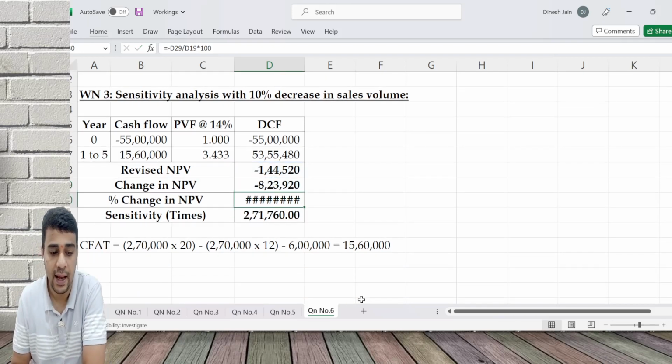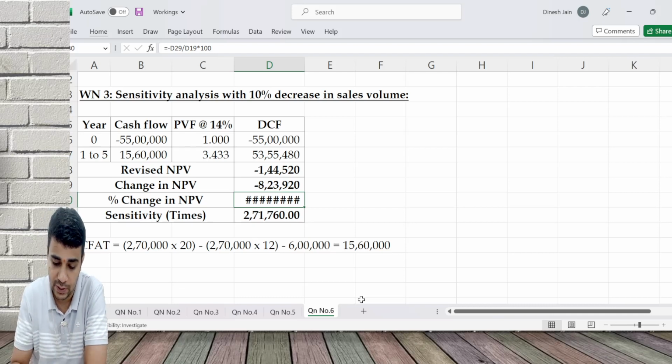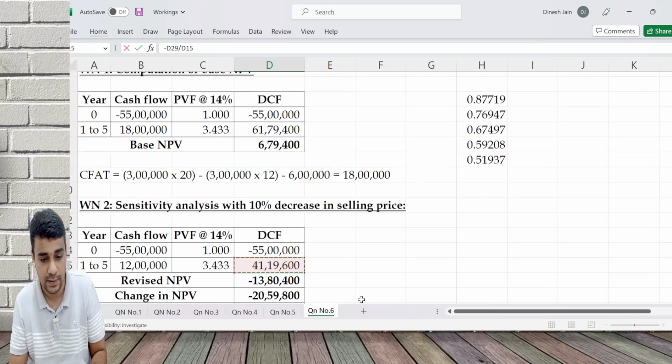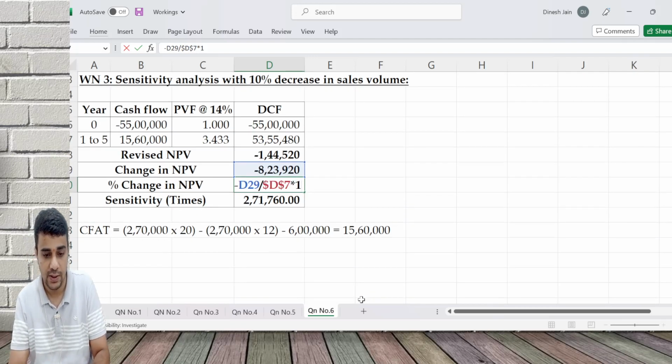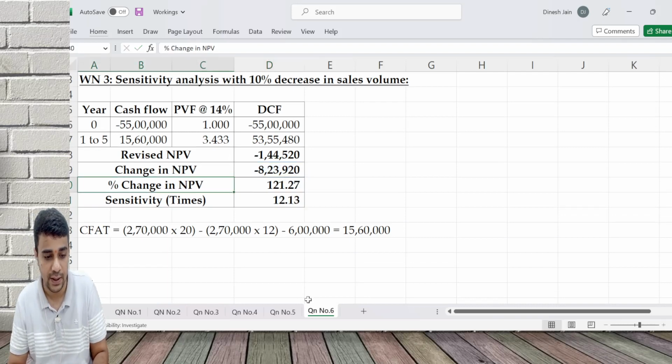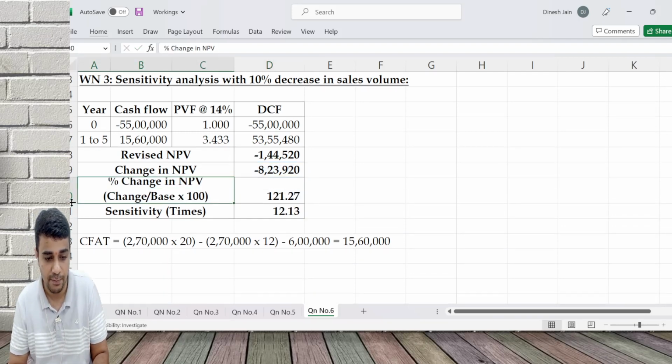So 8 lakh, that is from the positive NPV of some 679, it has turned out to be negative. So overall there's a change of 823,920. And percentage change is change by base into 100.